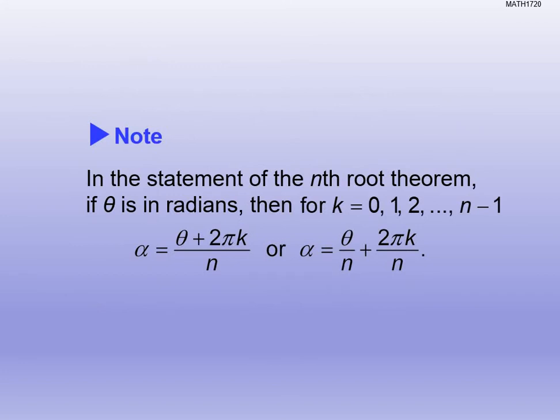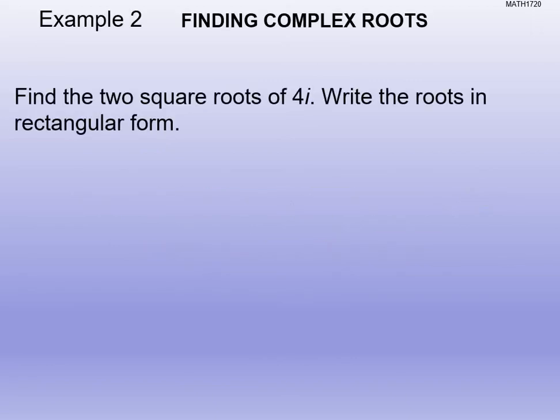Okay, the nth root theorem in radians is going to look like this: theta plus 2 pi k over n. Remember, k is still the constant that we're changing, n is still the root. Those parts don't change, but we're just going to use 2 pi instead of 360. So that's just the difference between radians and degrees, nothing absolutely new here.